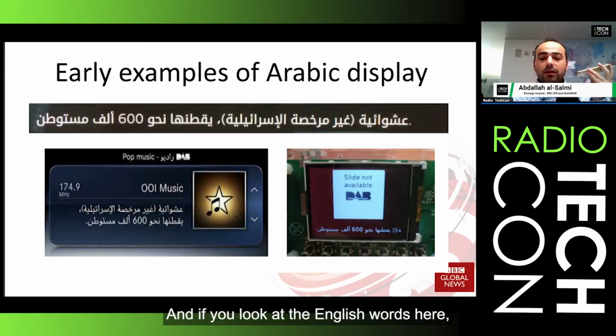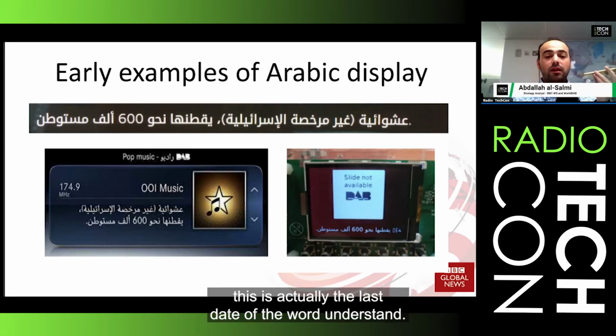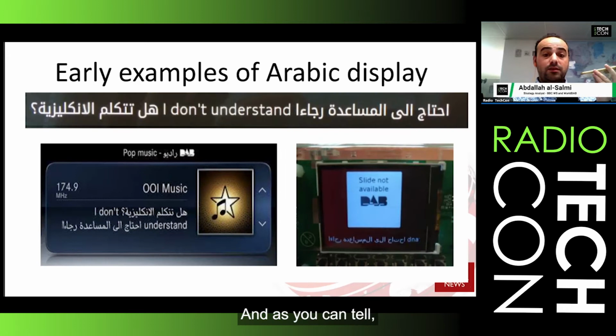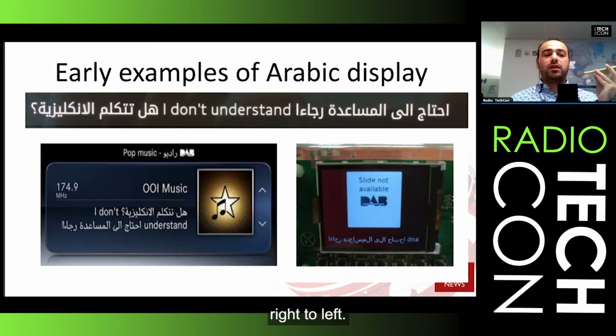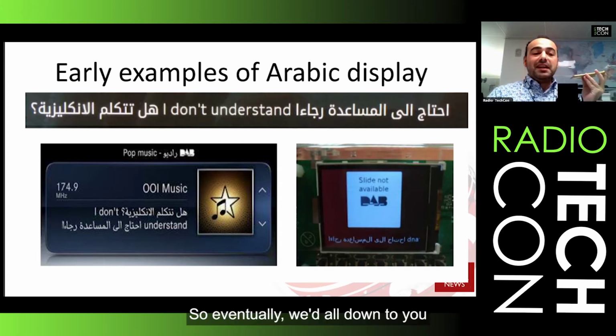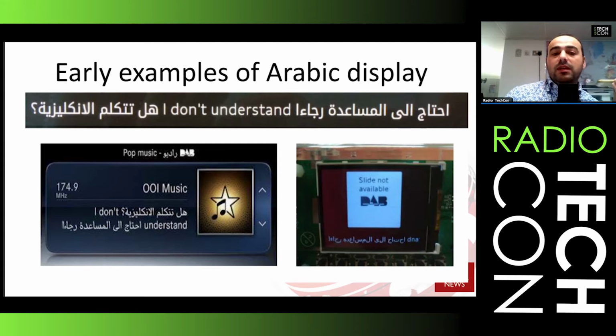And if you look at the English word here, the tiny one, which looks like DNA, this is actually the last bit of the word understand. And as you can tell, the low-end device rendered even the English text right to left. So eventually, it boiled down to choosing between two Unicode systems. And as I'm going to show you now, we have two examples here.